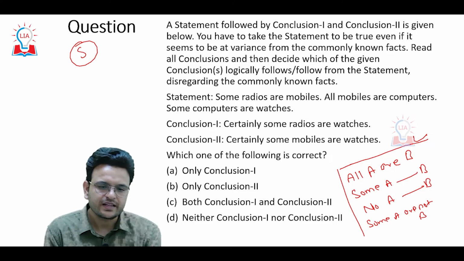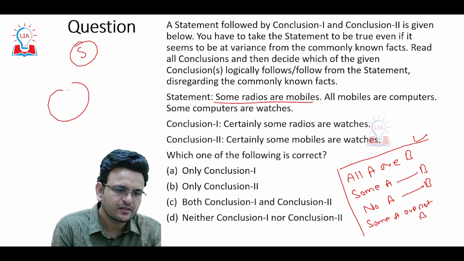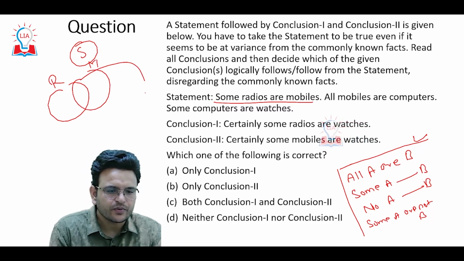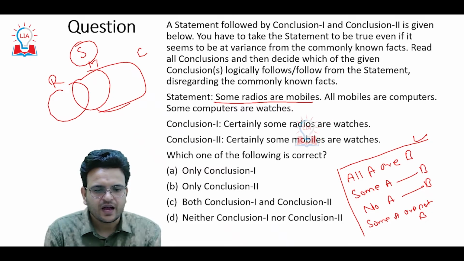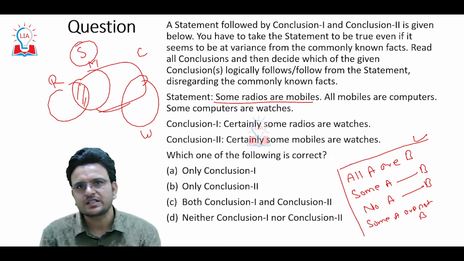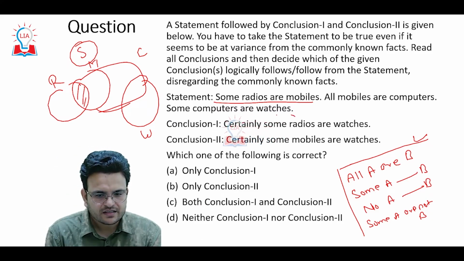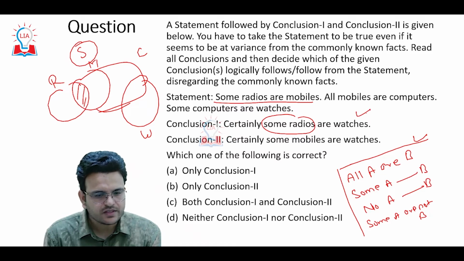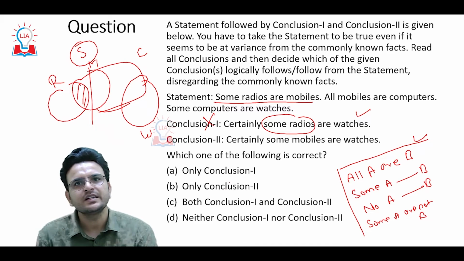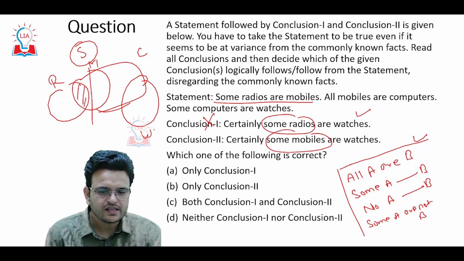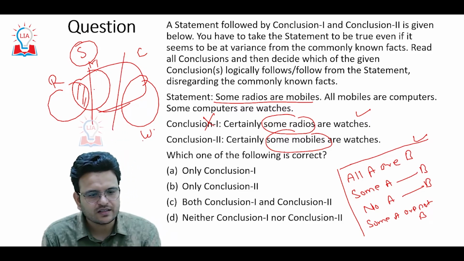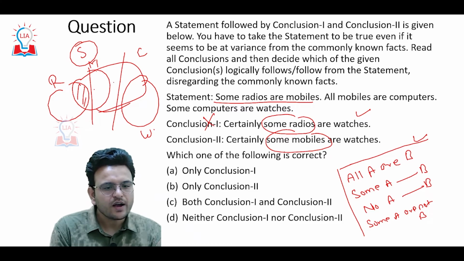Here again, some radio are mobile, all mobiles are computer, and some computers are watches. Okay, after drawing this particular diagram, certainly some radios are watches? No, radios are this side and watches are this side. The first conclusion cannot be drawn. Certainly some mobiles are watches? Okay, mobiles are this side, watches are this side. It may or may not be possible. How am I telling these things?